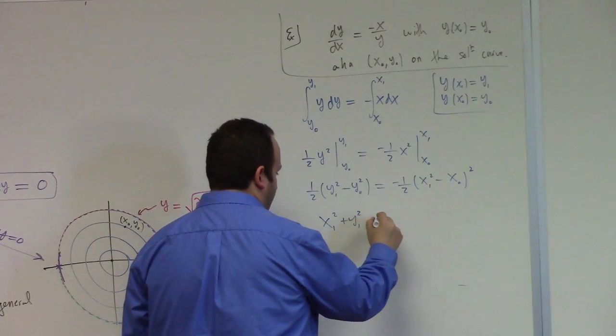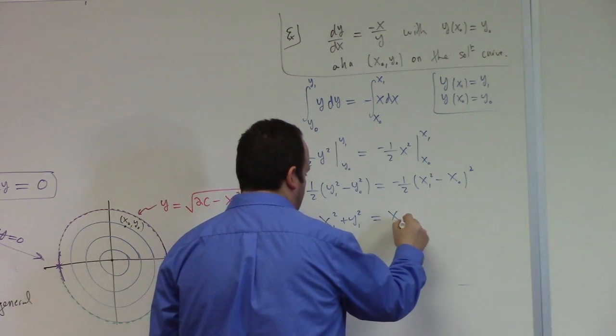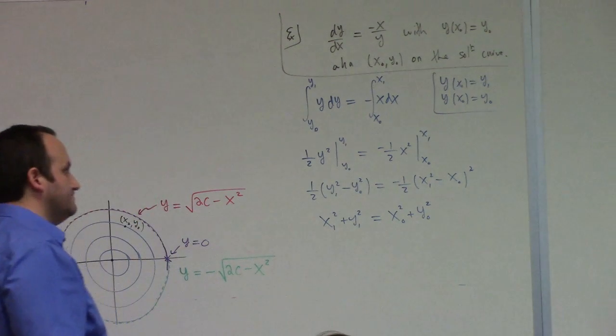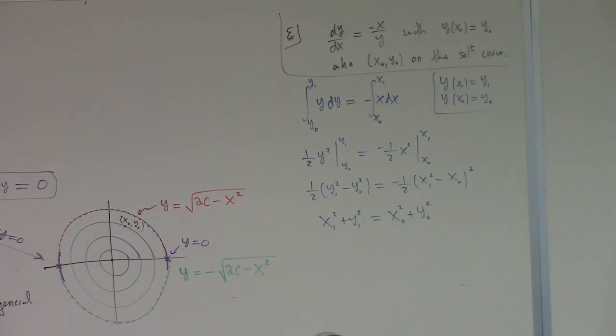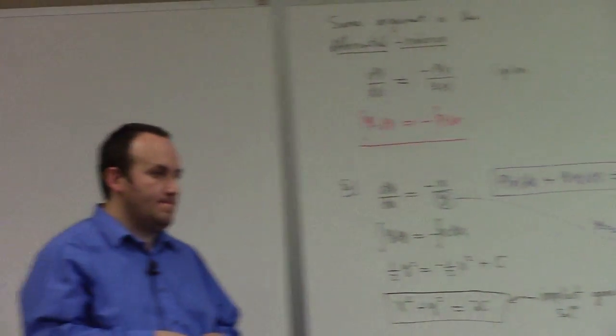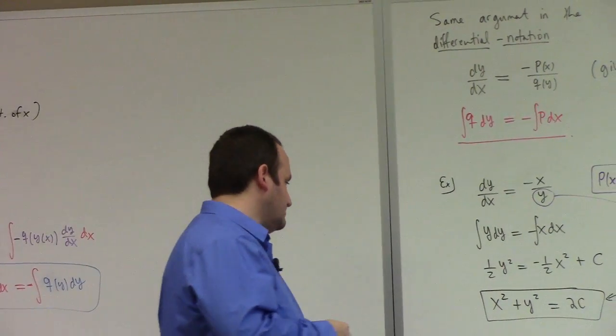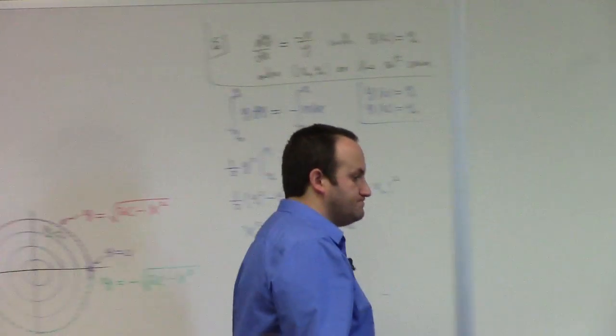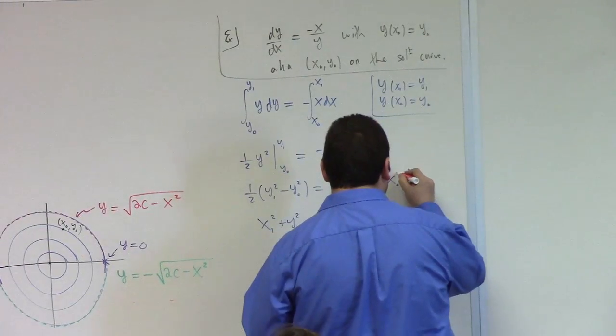And what do I get? x1 squared plus y1 squared is equal to x naught squared plus y naught squared. Yes, sir. The squared above the x naught is supposed to be inside the parentheses. Yes. Thank you.